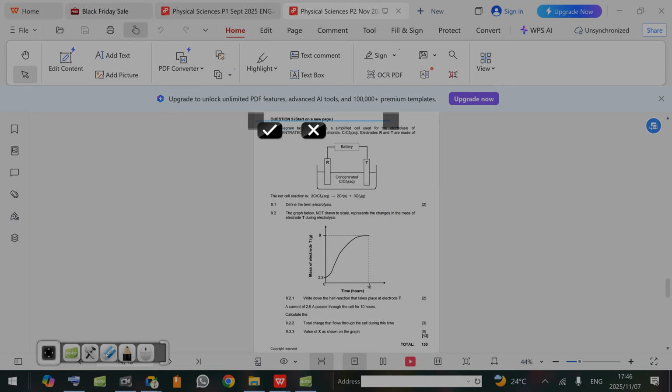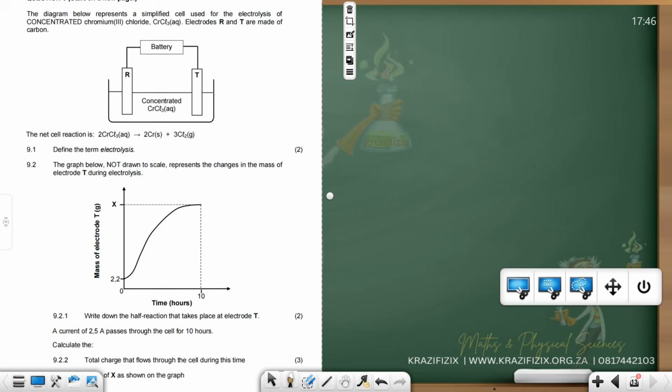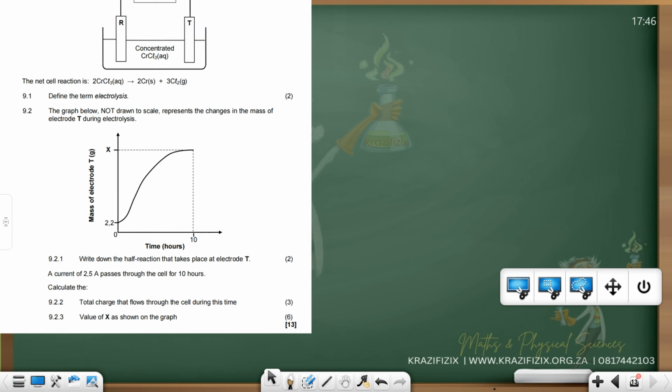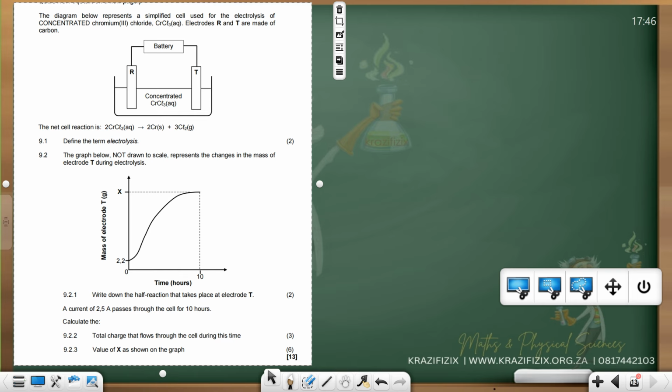Okay, guys, do you remember what electrolysis is? I told you how to remember. Electrolysis is a process whereby electrical energy is converted to chemical energy, and we're done. Okay, the graph below, let's read.